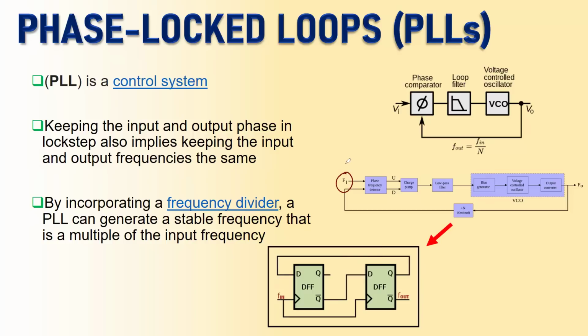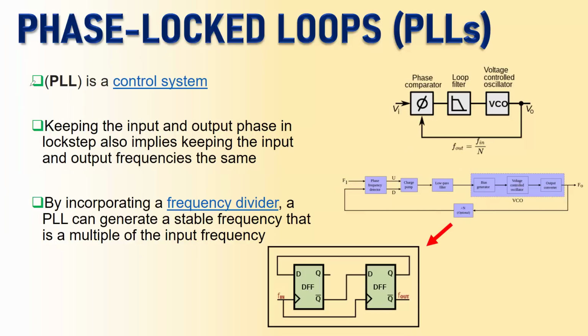So you've got the input signal frequency to be 100 mega, and the output I want only 1 mega. So I will use a divide by 100 counter here, so that I will have the 1 megahertz frequency right here. By incorporating the frequency divider block, the PLL can generate a stable frequency at the output that is a multiple of the input frequencies. So you can say that.